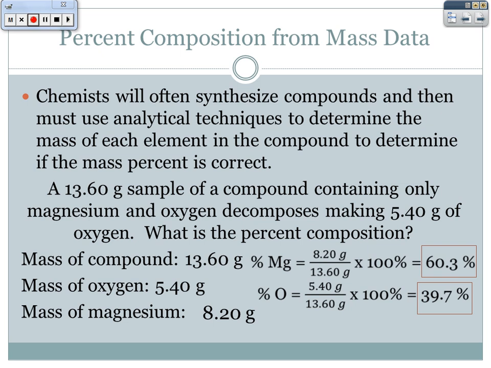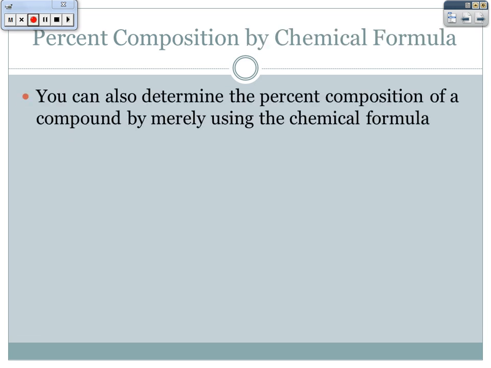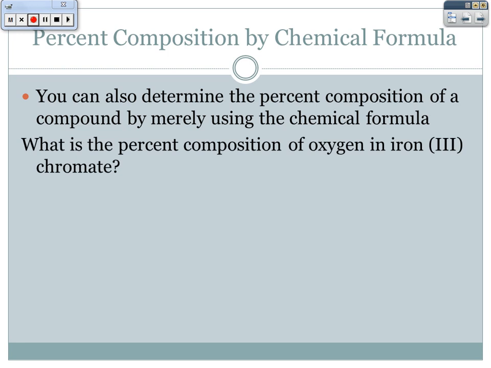Okay? So you can do it from actual masses of elements and compounds. Or you can do it based on the chemical formula. In this case, what is the percent composition of oxygen in iron 3 chromate? The first thing you need to do is figure out, well, what's the formula of iron 3 chromate? Iron 3 chromate is Fe2CrO4.